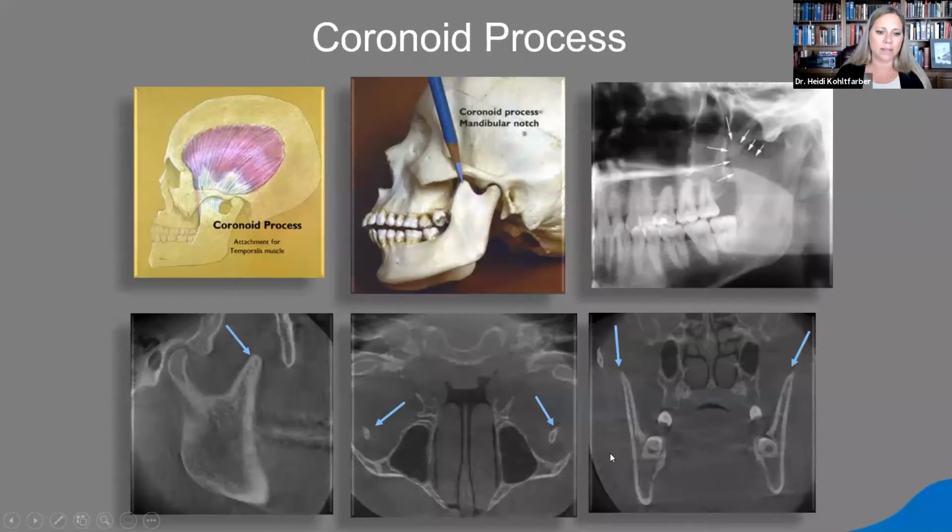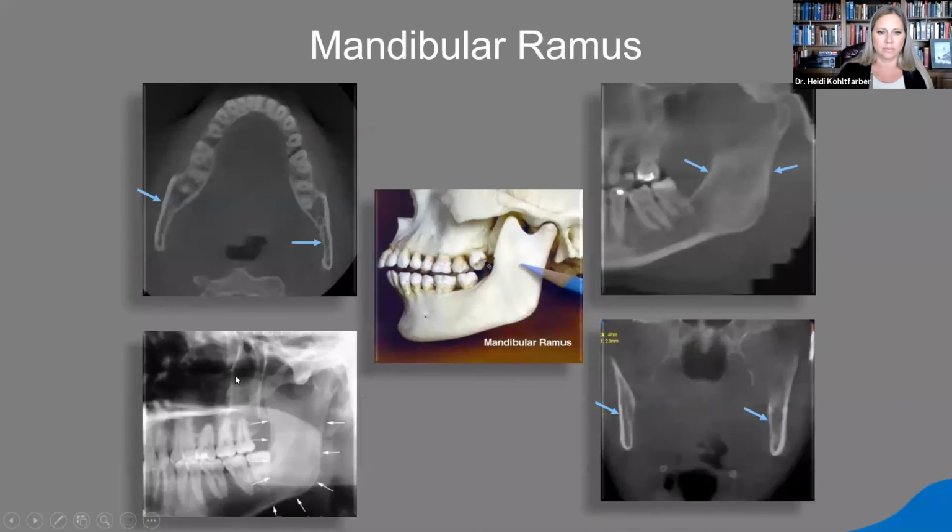Right, the coronoid process, you can see that right there. That's the attachment site for the temporalis muscle. And of course, as we're going down through, we want to evaluate our mandibular ramus. This is the ascending ramus region. One of the things we do see a lot in the ascending ramus region is beam hardening artifacts. You'll notice it looks like there's kind of a dark line that extends through here.